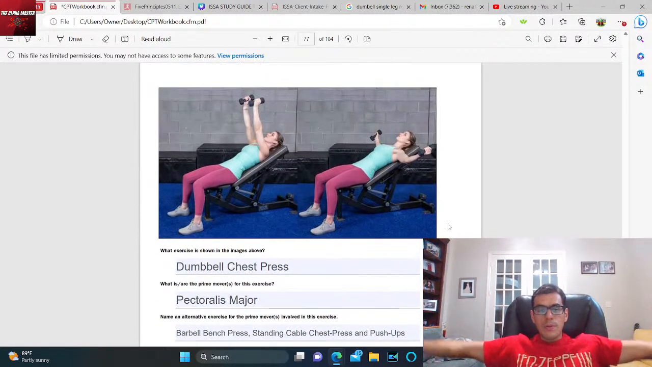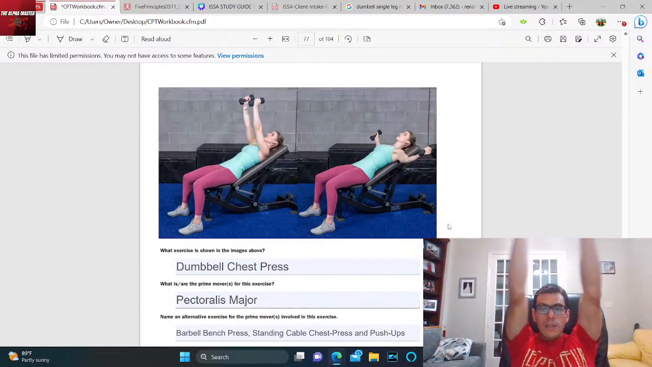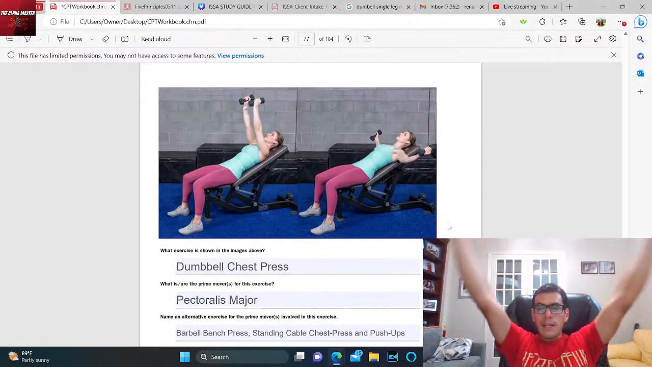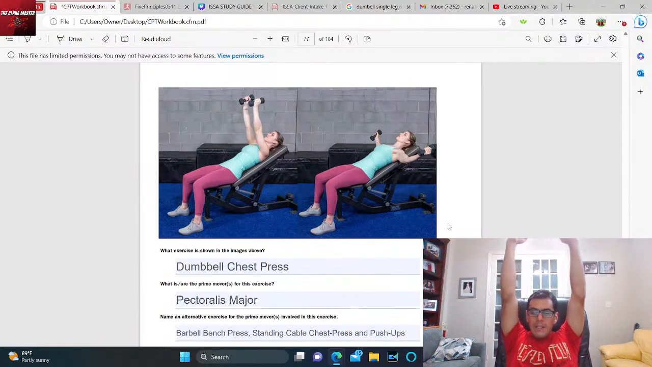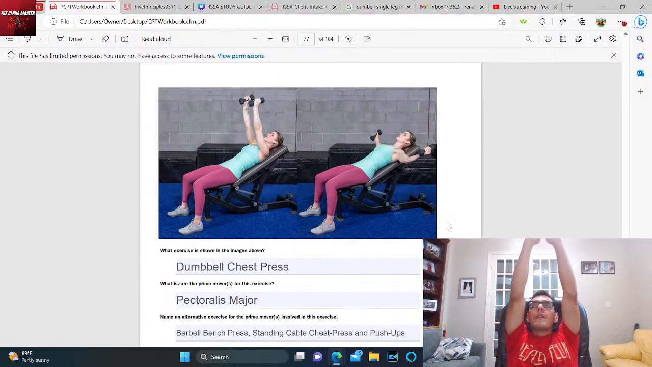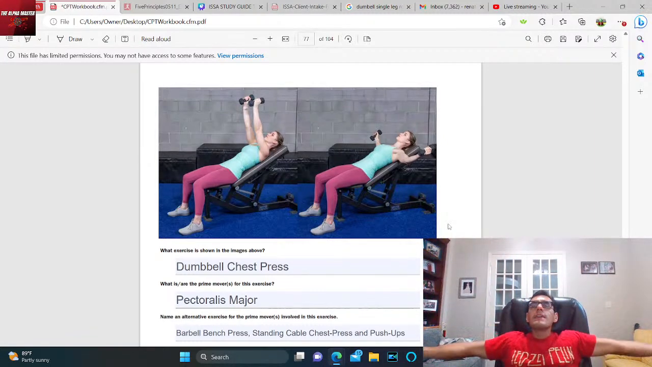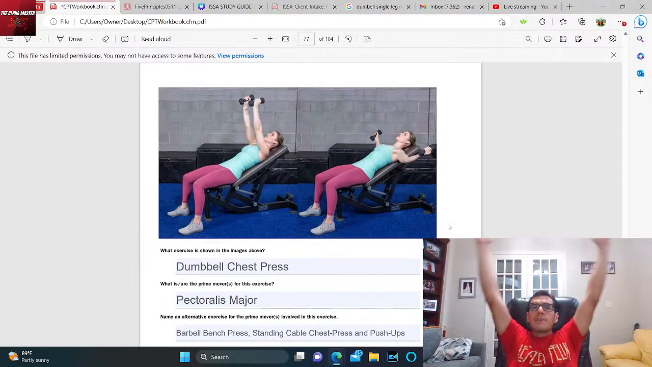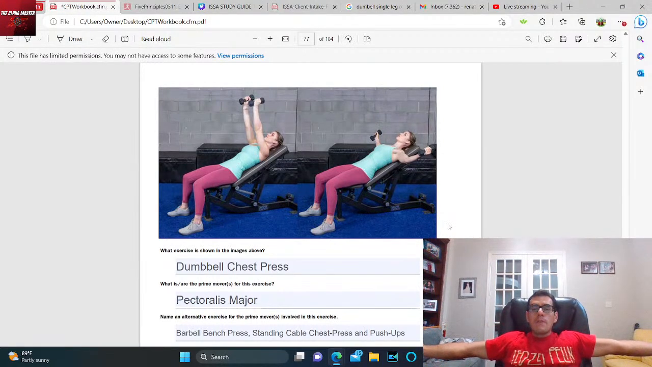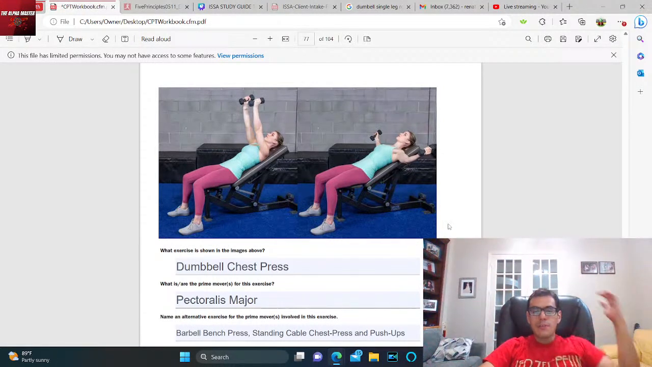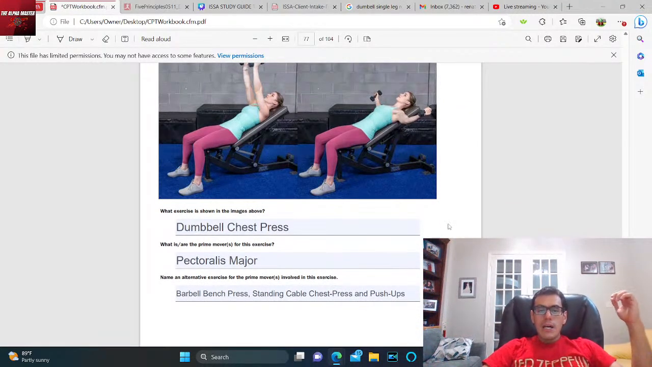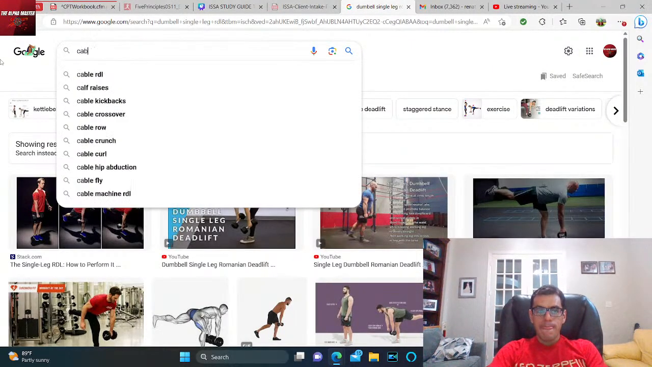Now, the exercise shown in the images above is going to be the dumbbell chest press. It goes from up here and it's going to go to horizontal adduction in the frontal plane. The prime mover for this exercise is going to be the pectoralis major, and the alternative exercises for the prime movers involved are going to be the barbell bench press, a standing cable chest press, and the push-ups.